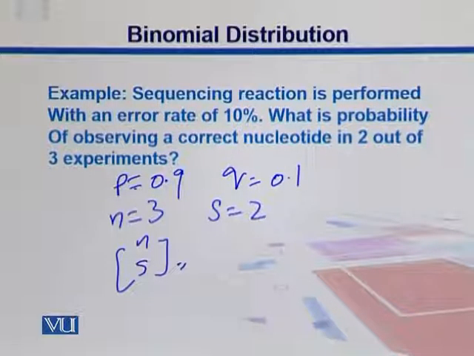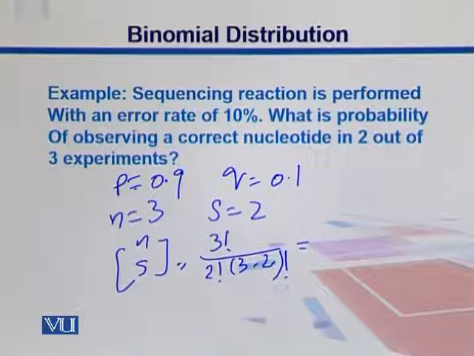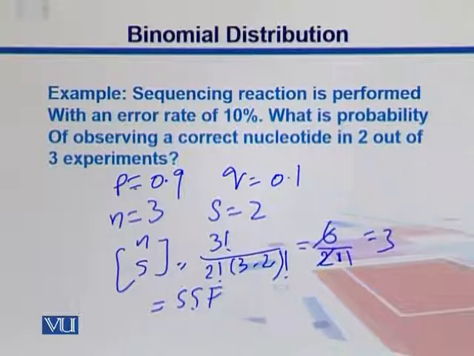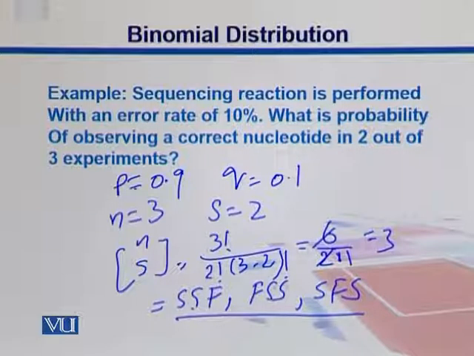So we plug into that equation. When we solve it, it is n factorial, which is 3 factorial, divided by s factorial, which is 2 factorial, and n minus s factorial, 3 minus 2 factorial. When you solve it, 3 factorial is 3 into 2 into 1, which is 6. Then 2 factorial is 2 into 1, which is 2. And then 1 factorial is obviously 1. So there are 3 ways you can see the experiments in which you get the correct nucleotides or correct base calls. It may be like this: success, success, and a failure; a failure and 2 successes; and a success, failure, and success.